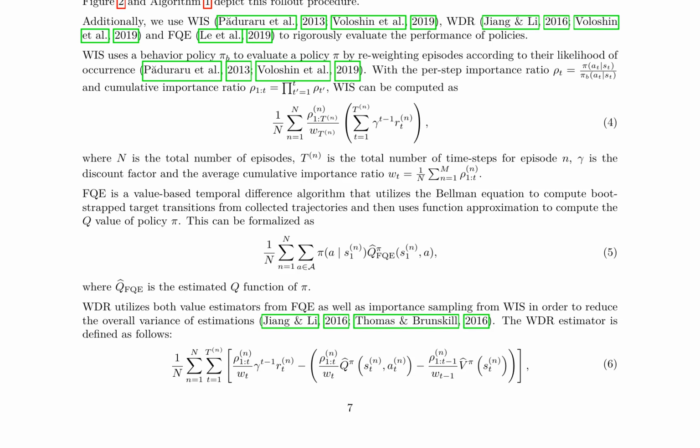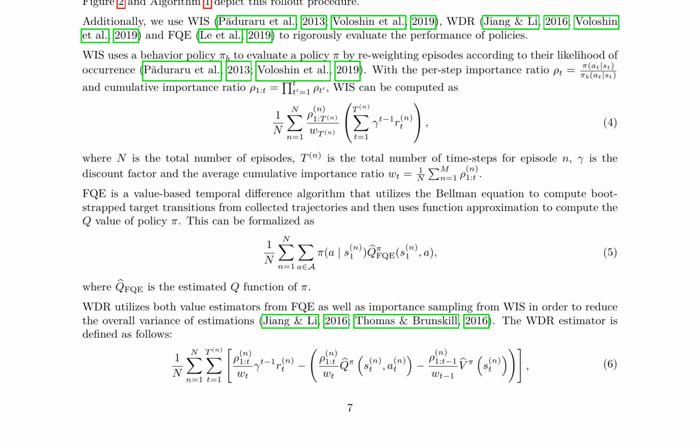FQE is a value-based temporal difference algorithm that utilizes the Bellman equation to compute bootstrapped target transitions from collected trajectories. The FQE estimator is computed using the estimated Q function, hat Q pi, of policy pi. WDR combines both value estimators from FQE and importance sampling from WIS to reduce the overall variance of estimations. The WDR estimator is defined as a weighted sum of the importance sampling estimator and the FQE estimator.